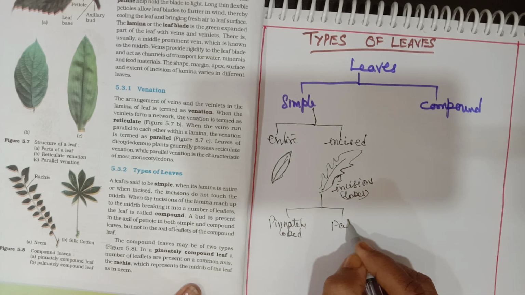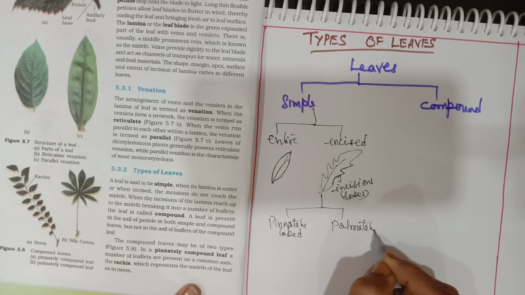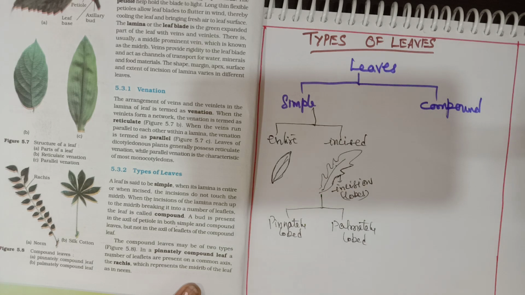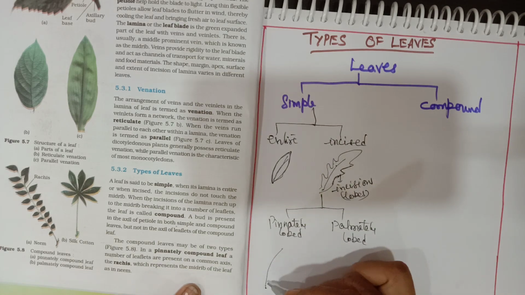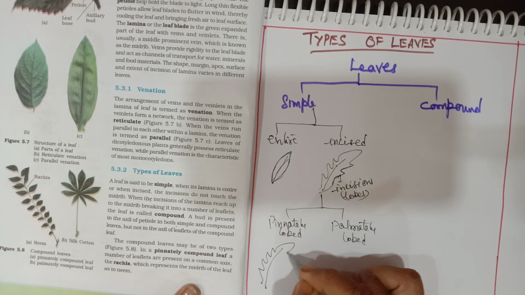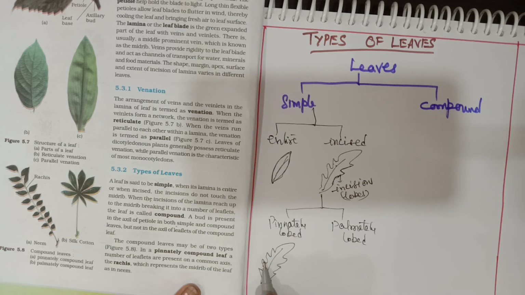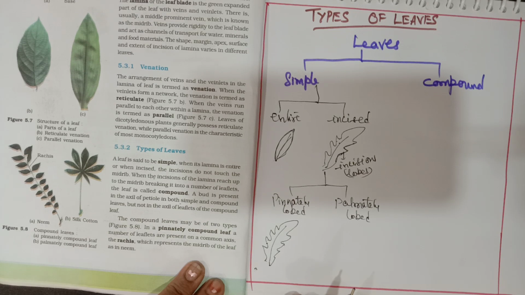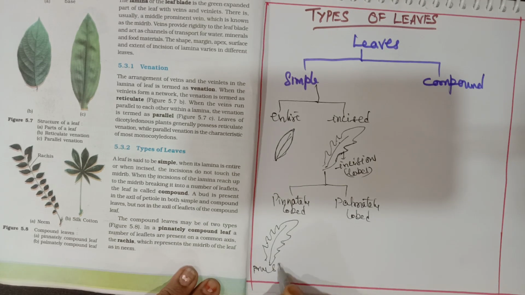and palmately lobed leaves. Pinnately lobed leaves have incisions present on either side of the midrib. When they are present like this on either side of the midrib, it is called pinnately lobed. For example, we find this in mustard, that is a pinnately lobed leaf, or radish. Mustard and radish, belonging to family Cruciferae or Brassicaceae, show this type of leaves.